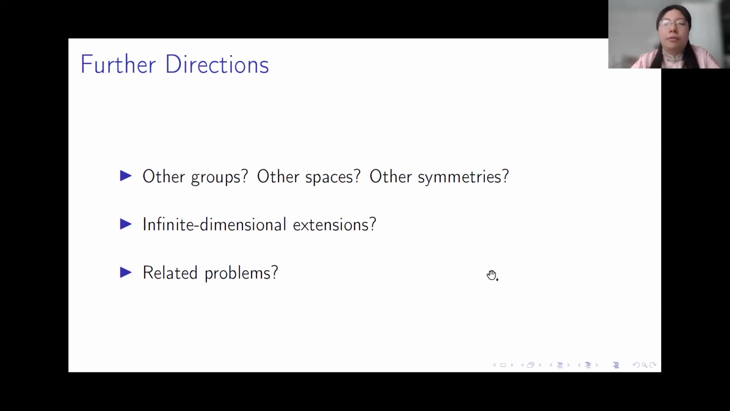So for further directions, we will look at other groups and other spaces because in our argument, the symmetry, which is induced by the group action, is used heavily. So we would also like to look at this interplay between different symmetries and functional inequalities. And also we want to look at the extension in infinite dimensional settings, but not just functional inequalities. Say if you have other properties, how would this behave under such symmetries?